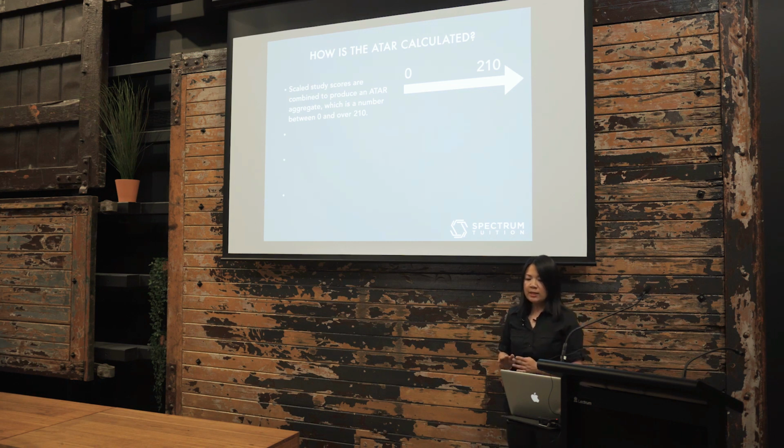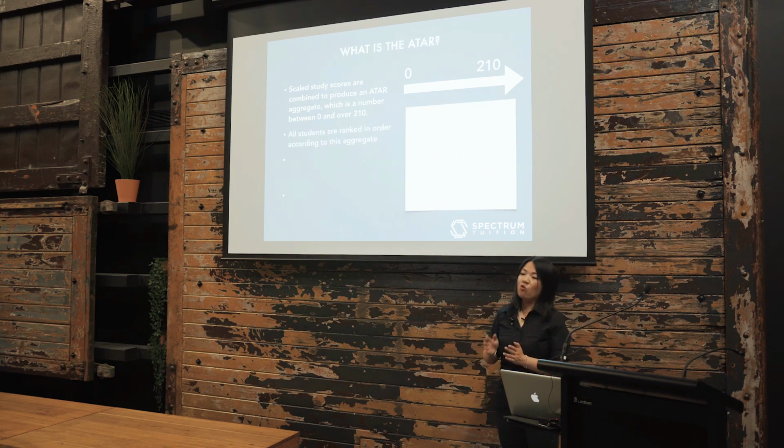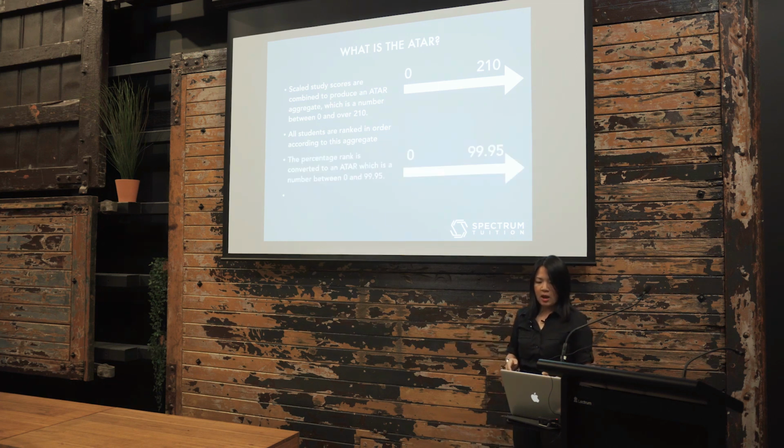So the scaled study scores are combined to produce an ATAR aggregate, which is a number between 0 and something over 210. All students are then ranked in order according to this aggregate, and then the percentage rank is converted to an ATAR, which is a number between 0 and 99.95. So an ATAR of 90 indicates that the student has performed better than 90% of students.